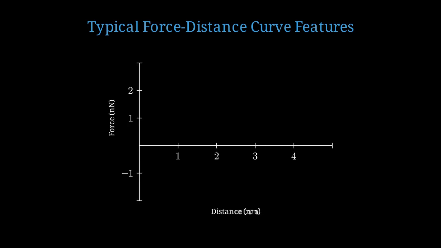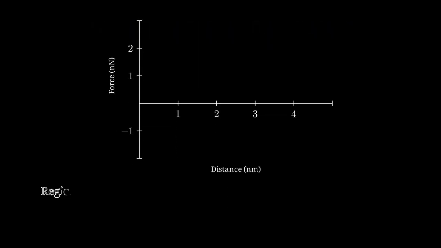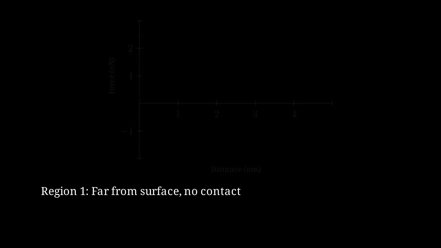Let me draw a typical force distance curve. The horizontal axis is distance or separation between tip and sample. The vertical axis is force, with positive values being repulsive and negative being attractive. Region 1. When the tip is far from the surface, there's essentially zero force. The curve is flat along the baseline.